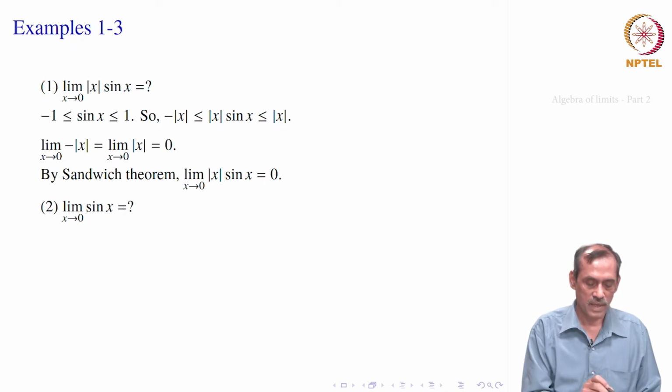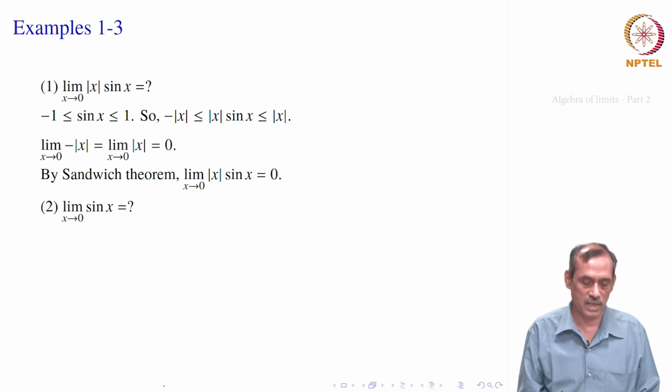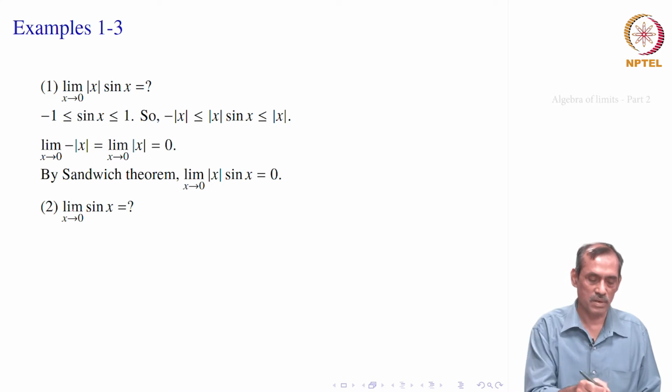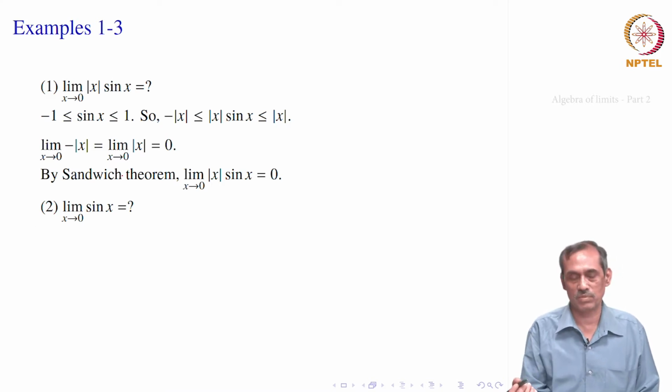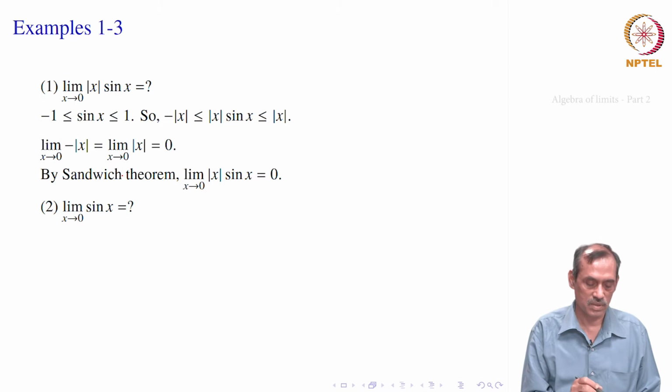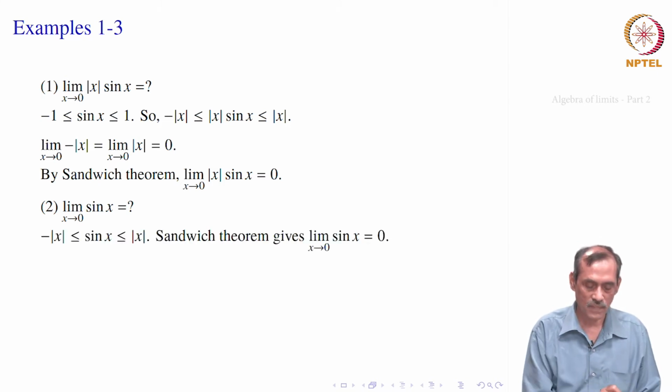Now, if you think of sin x, you may take minus 1 and 1, but that will not yield any limit, because the limits of minus 1 and 1 are really minus 1 and 1, they do not agree. So, how to go about the limit as x goes to 0 of sin x? We use again the same kind of inequality we had earlier, but in a different way now.